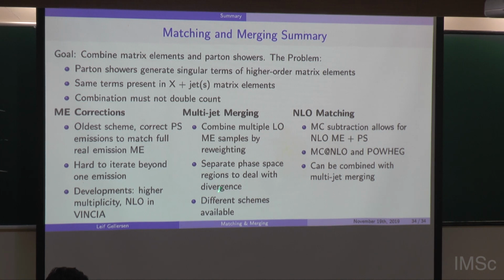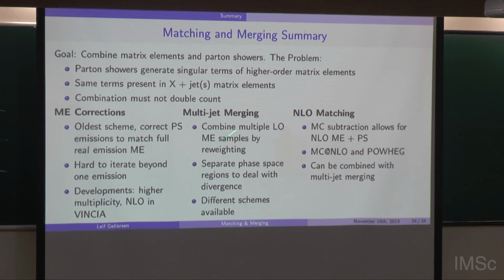So basically, three ways to go. The first one is matrix element corrections, the oldest scheme. You just correct the emission pattern in the Parton shower. It's hard to iterate because it's process dependent, but there's developments and you can do it to higher multiplicity and also at NLO.